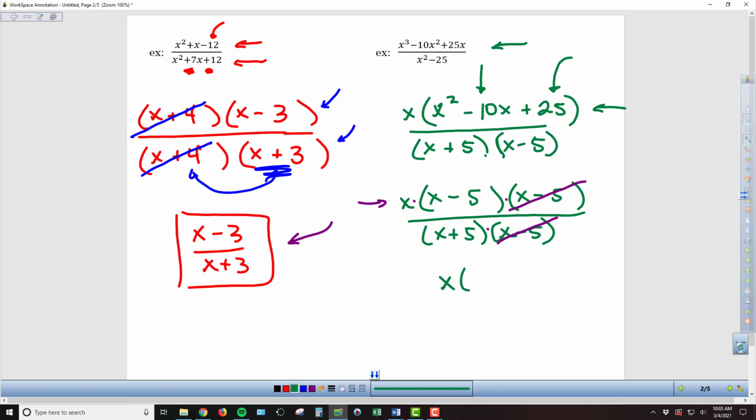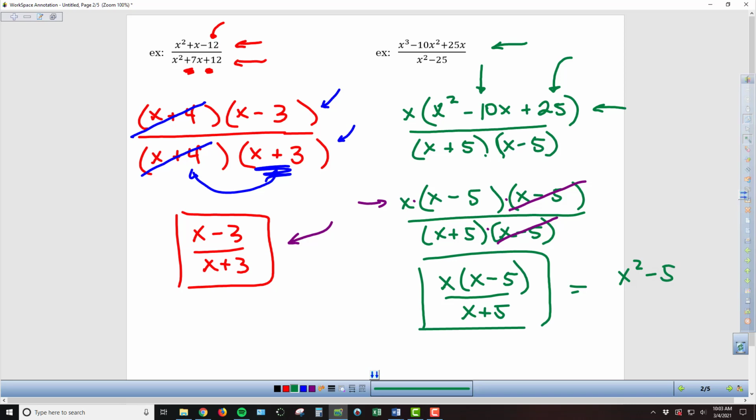So our final answer on this one, and we can either distribute the top or we can go ahead and leave it as is, x times x minus 5 over x plus 5, or if we want, we can distribute and write x squared minus 5x on the top over x plus 5 on the bottom. Either format of the answer in this case would be just fine.